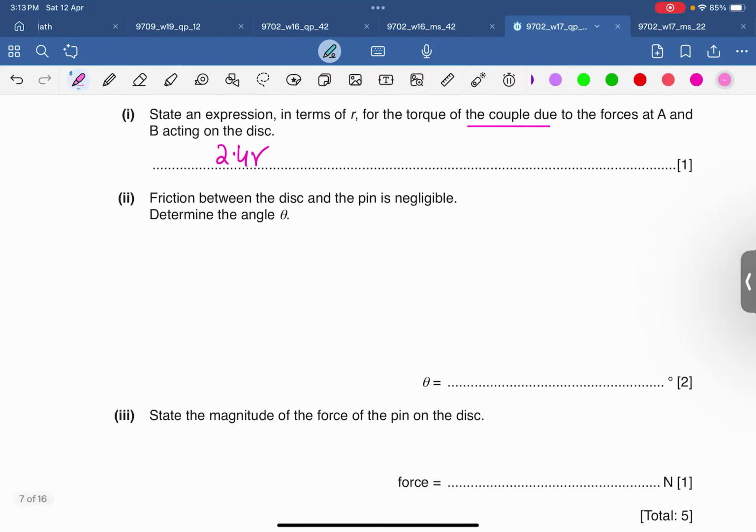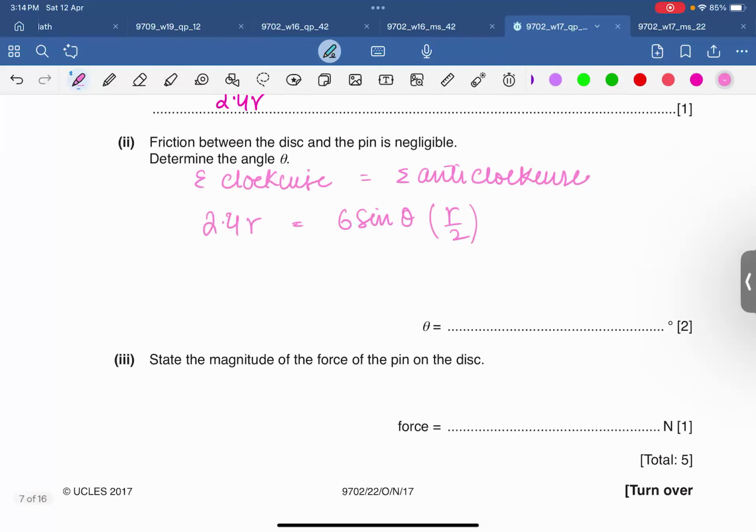Okay, so आपने कहा कि sum of the clockwise equals sum of the anticlockwise moments, right? From the same point, and the clockwise moment is 2.4 r, and the anticlockwise moment is 6 sine theta times r by 2, because this is the distance from the center, and r goes off, so 2.4 times 2 divided by 6, and sine inverse. Okay, so you will get 53 point something, so that would be 53.1.